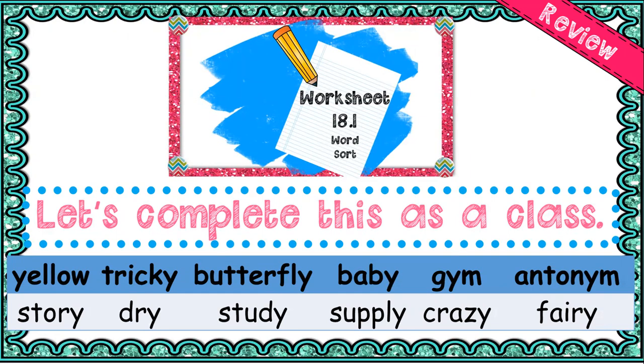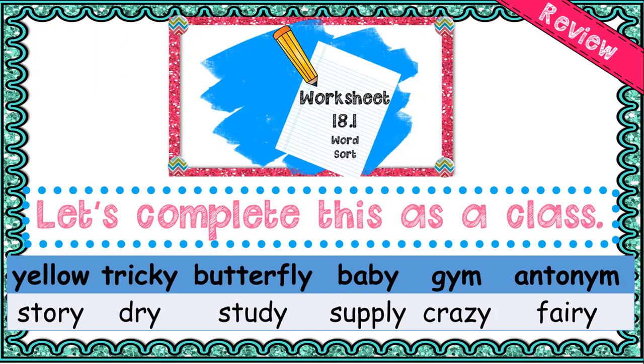Let's complete this as a class. So you need to find workbook page 18.1 in your packet. This is a word sort. So we're going to look for the words that have the Y as in ye, yarn, the i like my, the i as in myth, and the e as in funny. So let's read the words first.